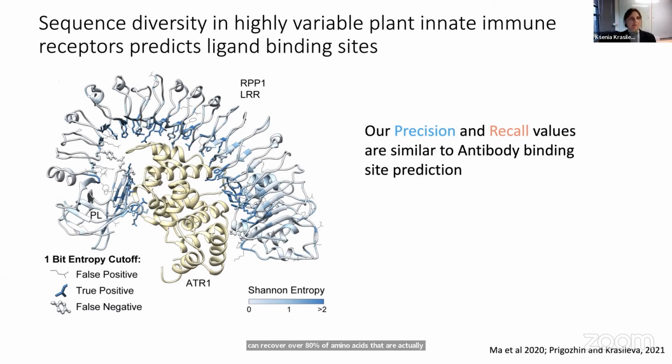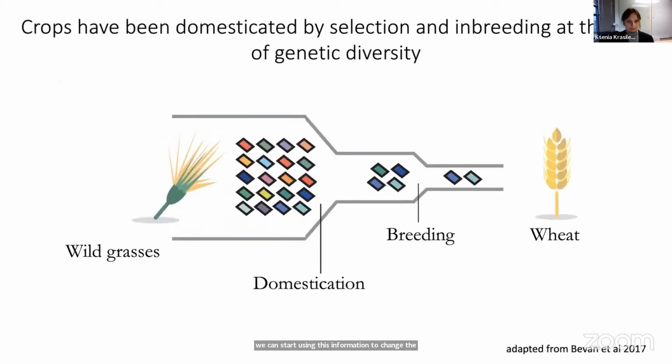And that's about as good of a precision and recall as is currently achieved in antibody engineering. So that was fantastic because it led us to think that we can start using this information to change the specificity of immune receptors and engineer them.